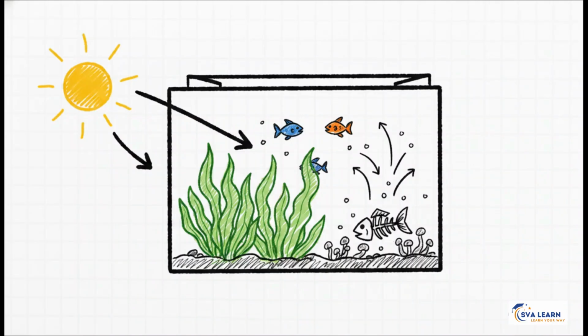Enter the absolute unsung heroes of our ecosystem, the decomposers. These are microorganisms, like bacteria and fungi. They have the super vital, kind of messy job of breaking down dead remains and waste into simple, inorganic substances. Those substances go right back into the water, ready to be used by the plants all over again. Without decomposers, the whole cycle of life just stops.